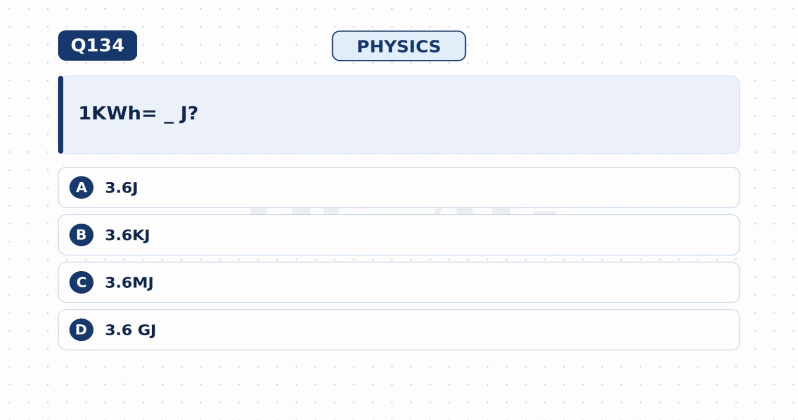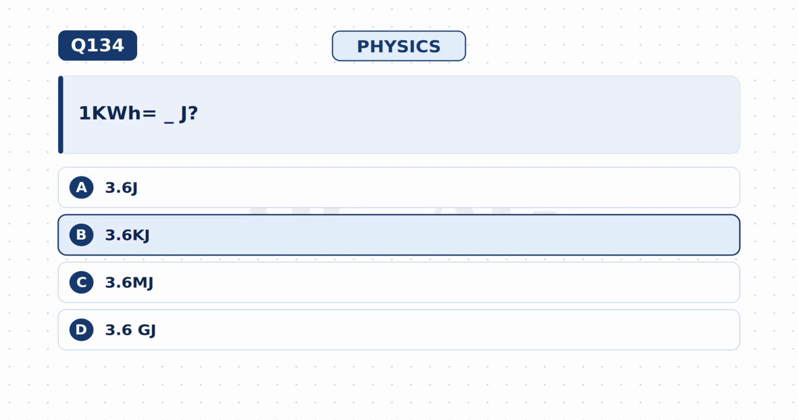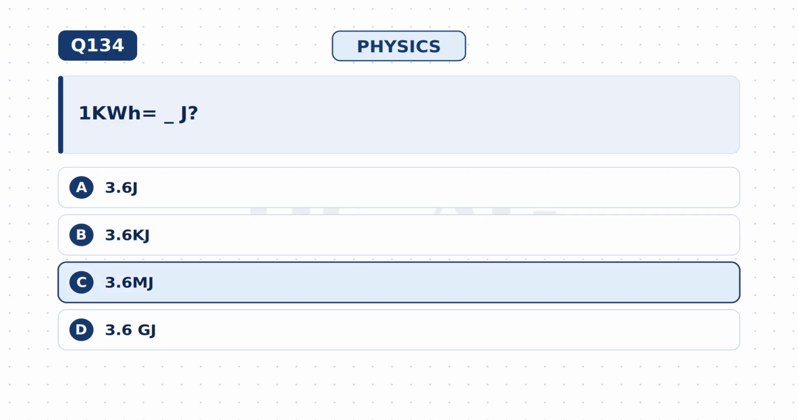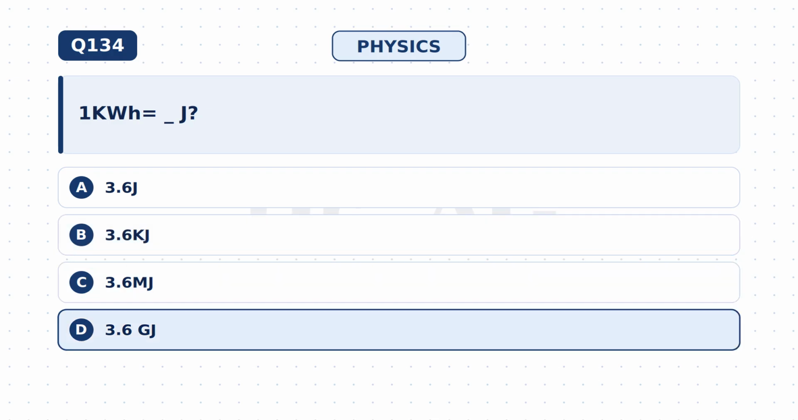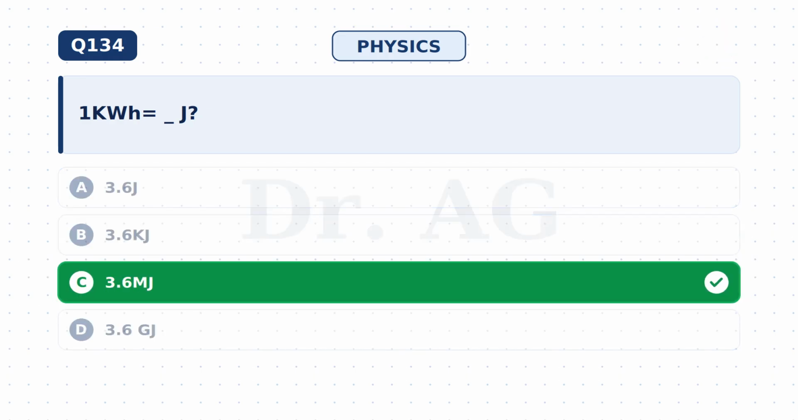The correct answer is B, magnetic flux. Question 134. 1 kWh equals blank joule. Option A, 3.6 joule. Option B, 3.6 kJ. Option C, 3.6 mJ. Option D, 3.6 GJ.